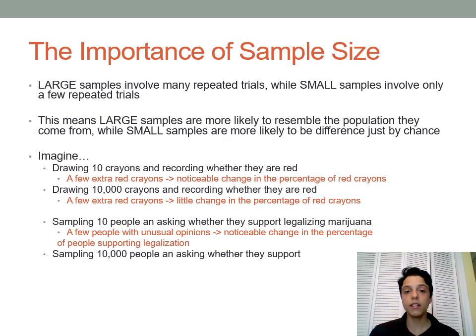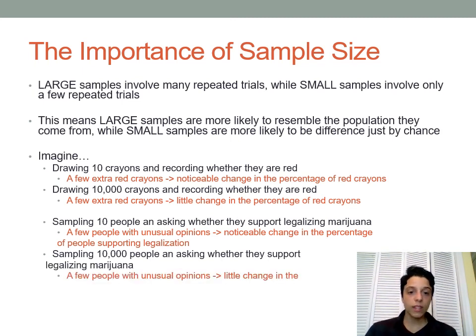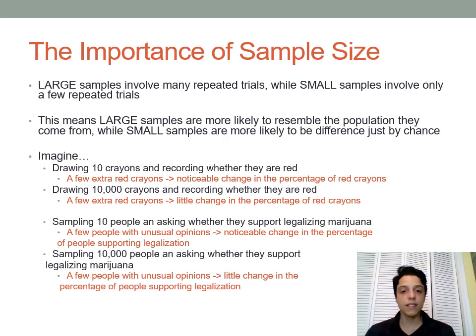But now imagine that you're sampling 10,000 people and asking whether they support marijuana legalization. If you have a few people with unusual opinions, similar to the crayon example, it's not going to create that much of a different picture. So if you have 3 people who have unusual opinions out of 10,000, that's negligible, whereas 3 people out of 10 would make a huge difference.